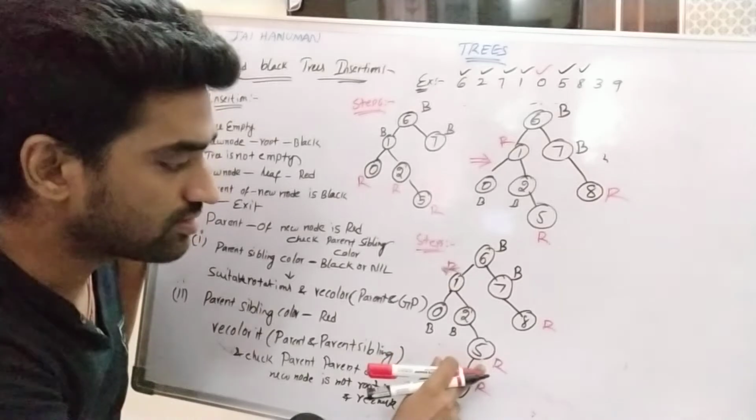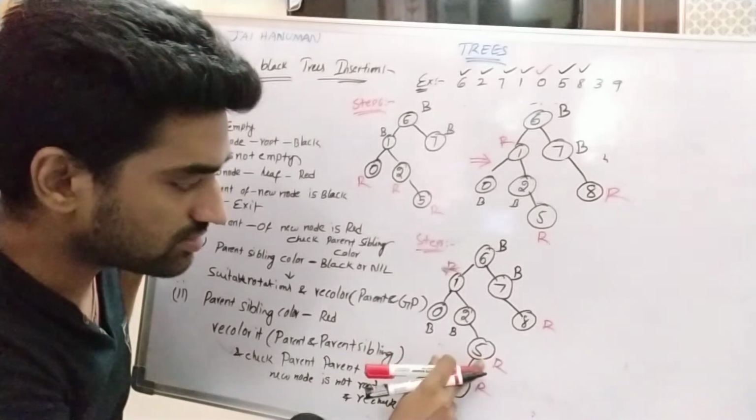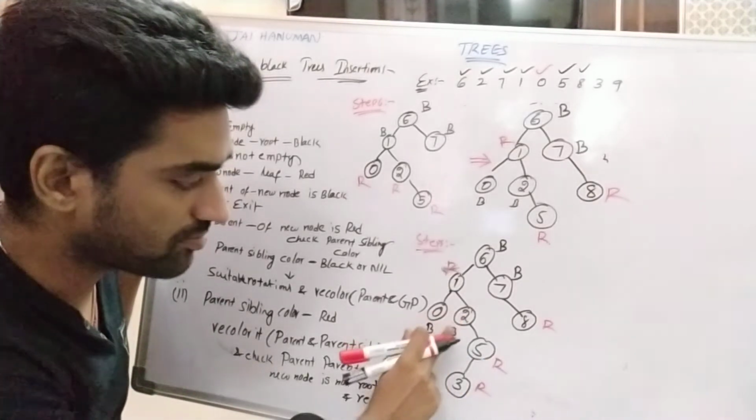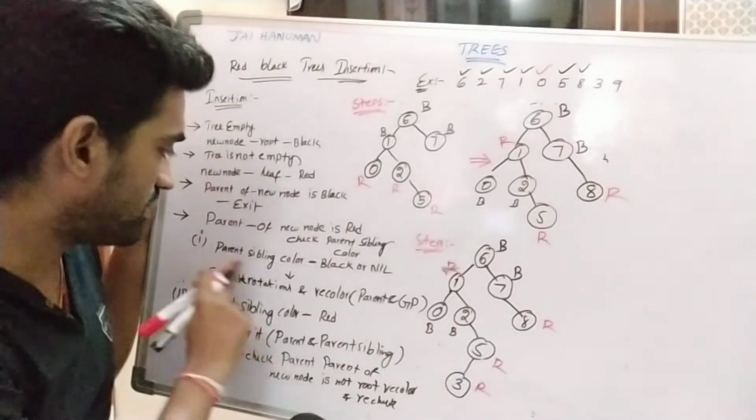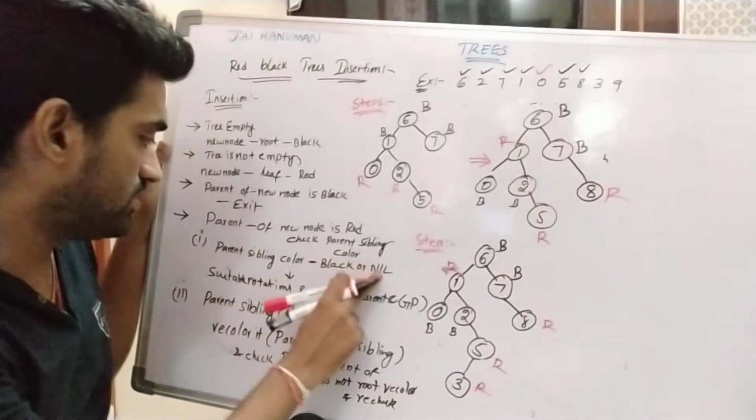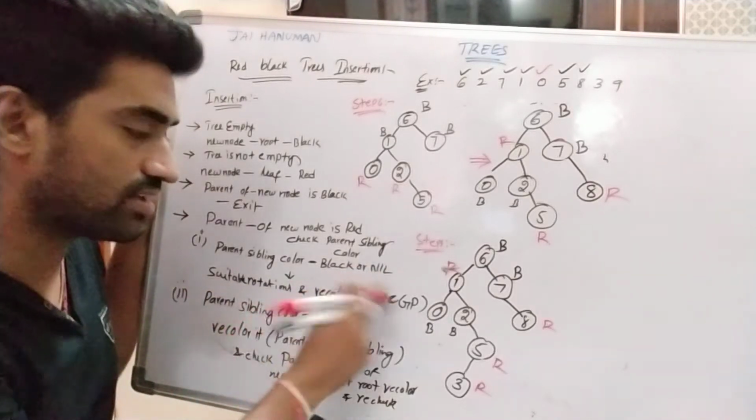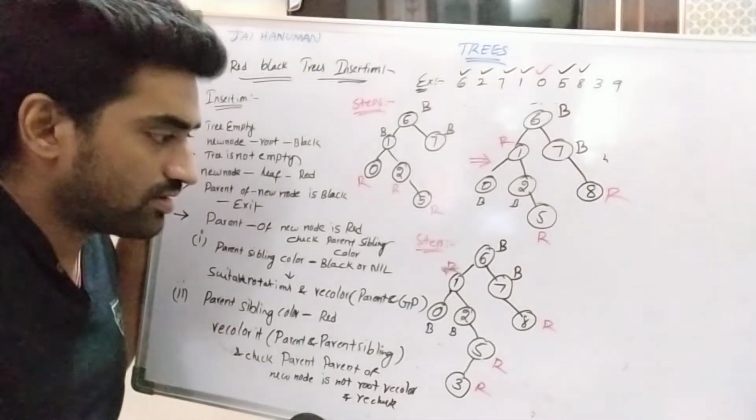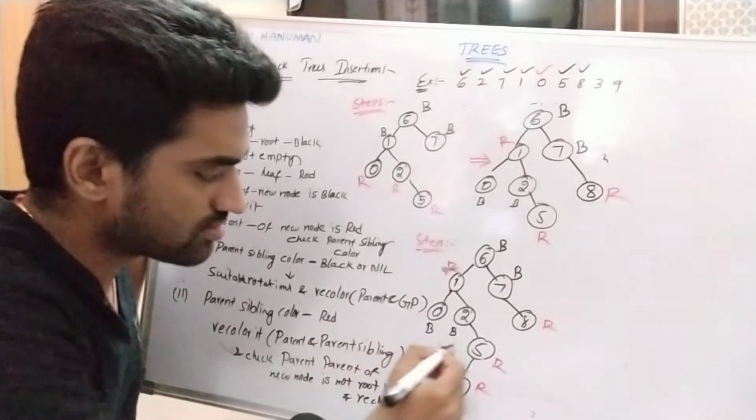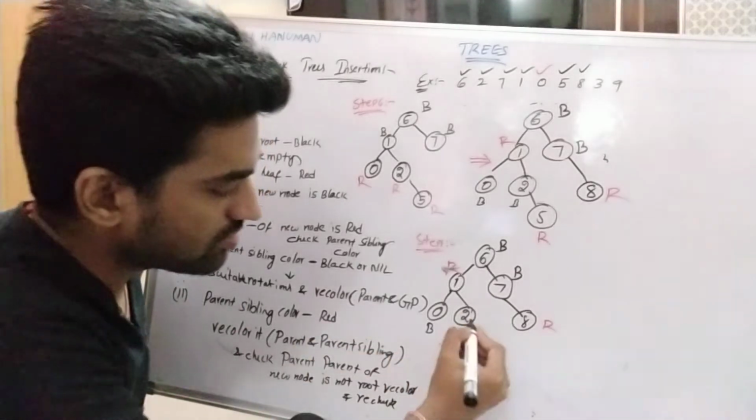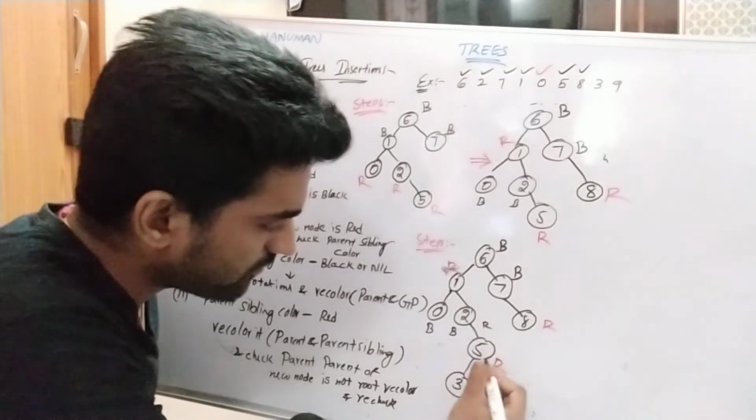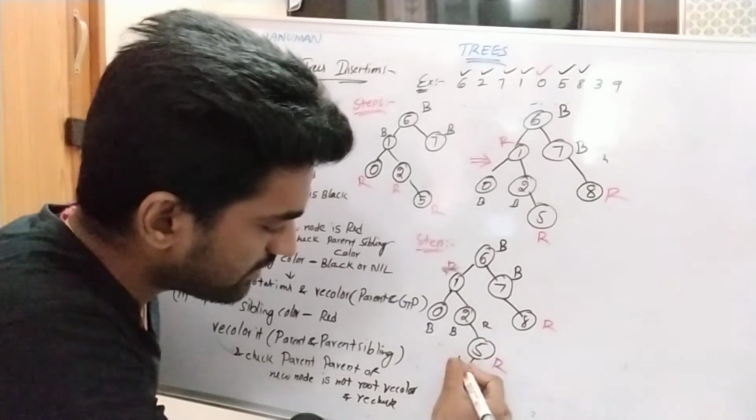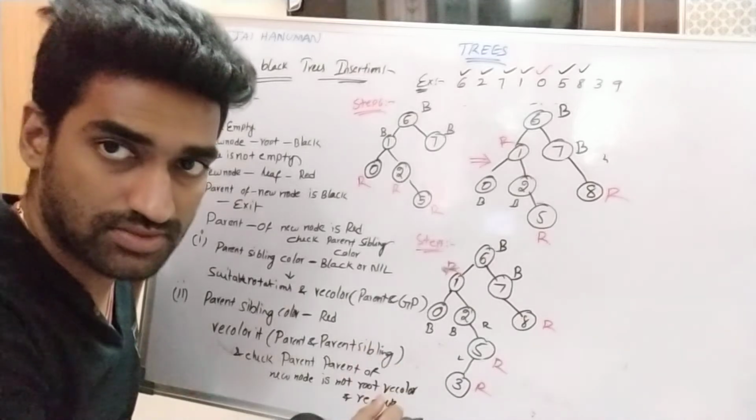Then we check the parent's sibling. So the parent's sibling is nil. So we apply a suitable rotation and recolor the parent and grandparent. Right. So here what is the rotation? Here it is an RR conflict. So this is right of left, so this is simply an RL rotation.